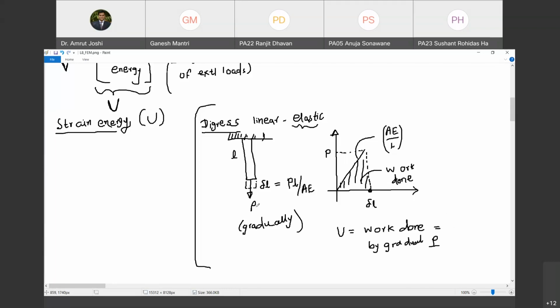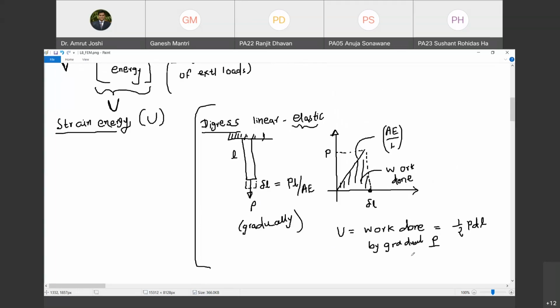Are you with me? Yes, sir. P was gradually applied. So therefore P into delta L cannot be written, because to write P into delta L as a work done, P must prevail right from the beginning. But I did not say so. I said that P is applied gradually. Are you with me? Yes, sir. So what is the work done? Half into P into delta L. Do you agree with me?